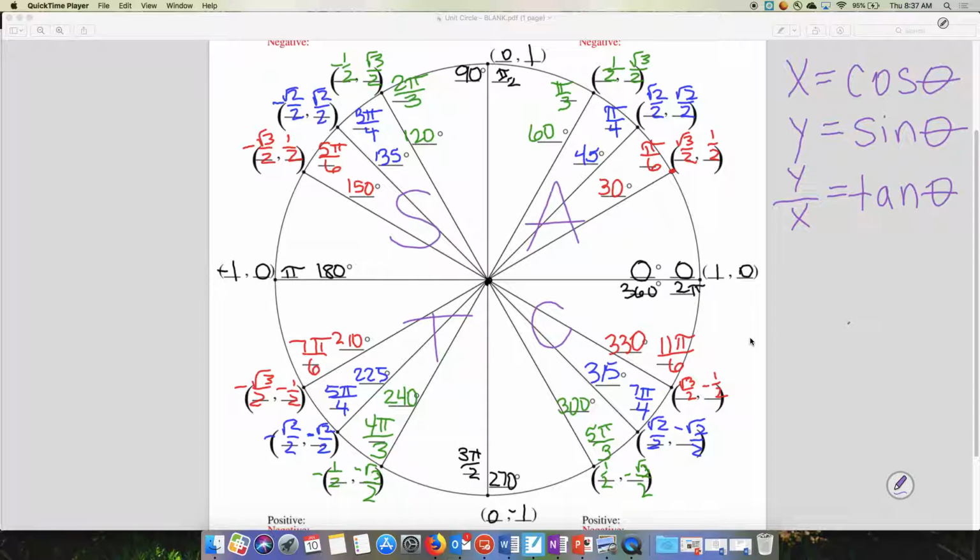So you've seen this ASTC before, haven't you? Okay. Some of you may remember it as all students take calculus. That's how we advertise. Okay. You can remember it any way you want. But I know this has been very helpful for students to remember who's positive, who's negative, in which quadrant.